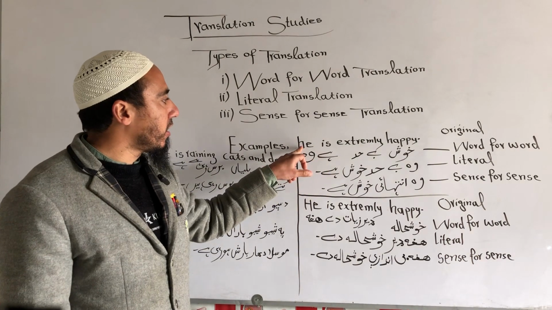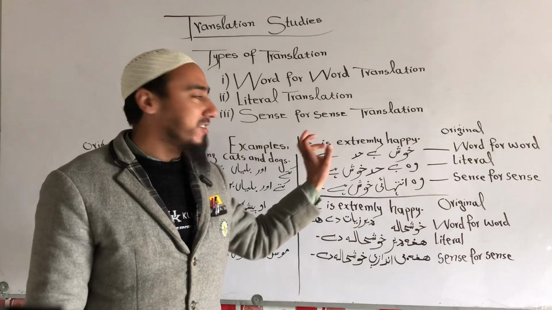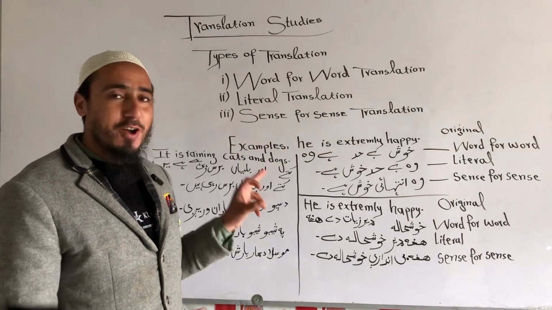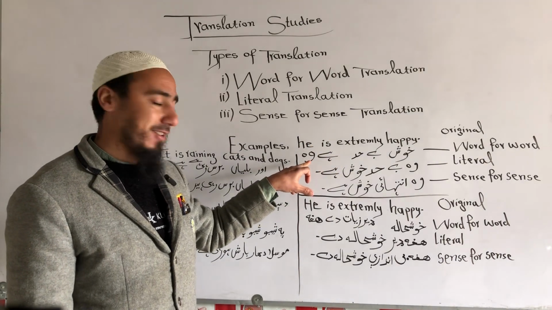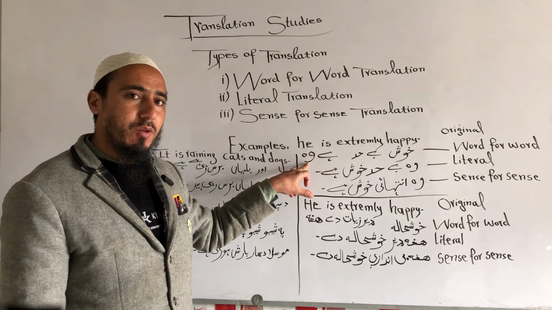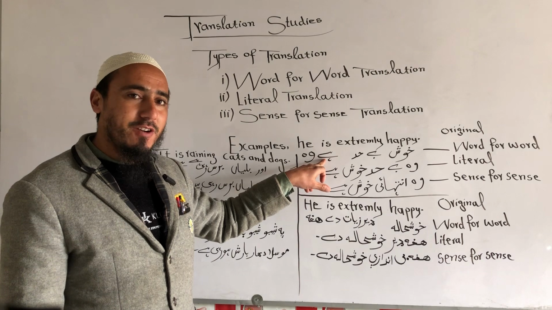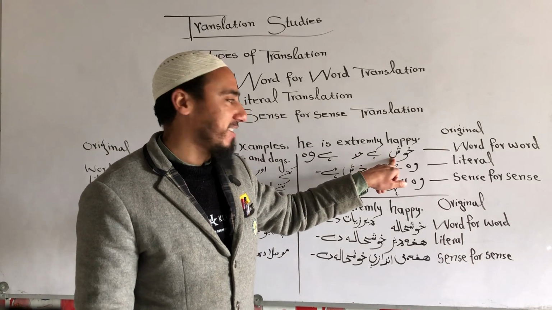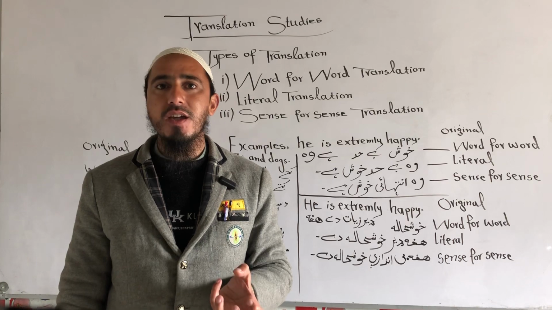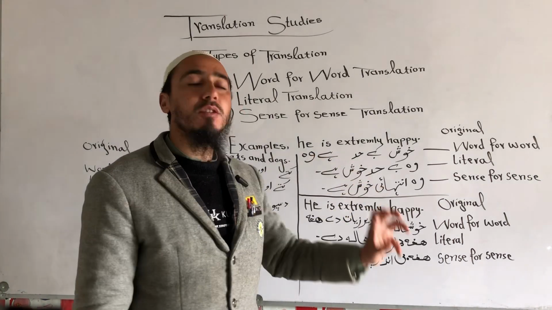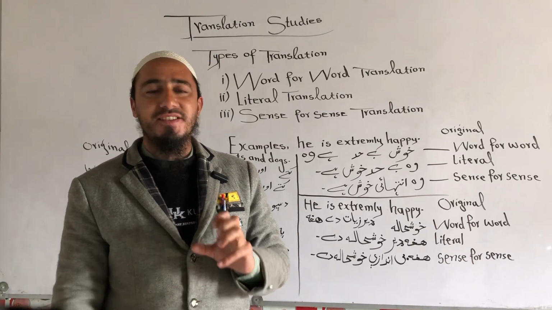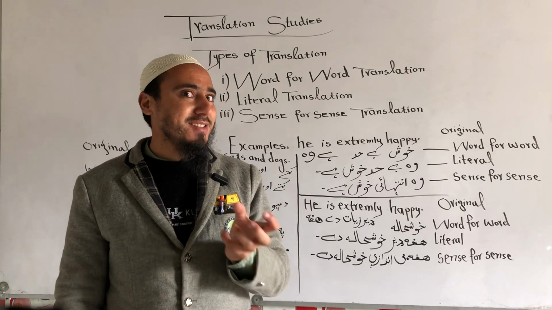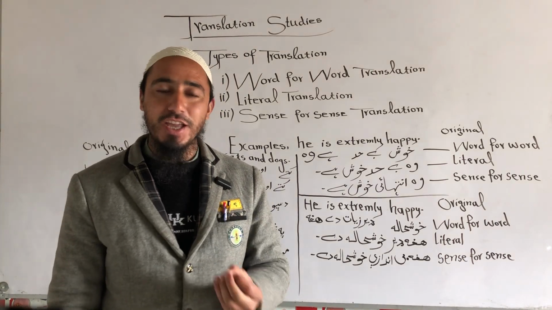For example, here you see, he is extremely happy. This is the original text. Now, what would be the word for word translation? The word for word translation in Urdu language, that is the target text. He is woh, is is hai, extremely is behad, happy is khush. So when I say he is extremely happy, the word for word translation is woh hai behad khush. So you see, you take the meaning of the sentence, but there is no natural flow, and it does not convey the message. Sometimes it could be natural and understandable, even sometimes without context.